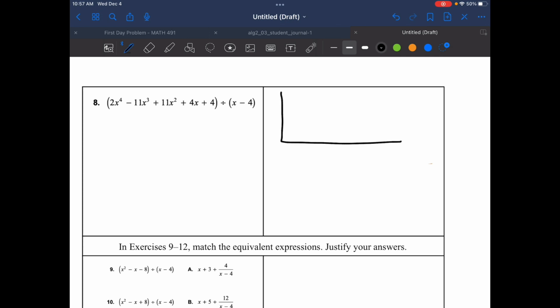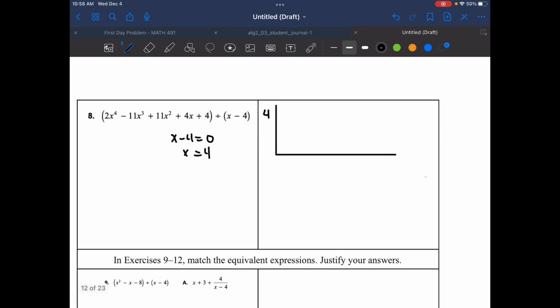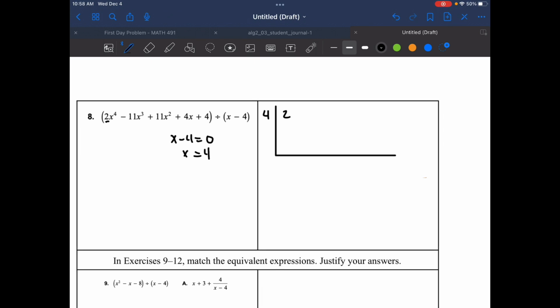Okay, let's try one more together, just so you can see how we write these out. I'm going to do it all at once now, okay? So this is going to be x minus 4 equals 0. Well, that's going to be x equals 4, and my 4 is going to go here. I'm going to use my coefficients here, so this is going to be 2, negative 11, 11, 4, and 4.